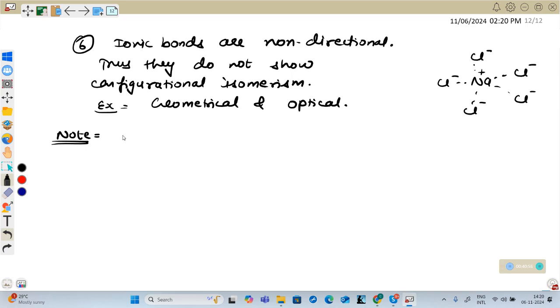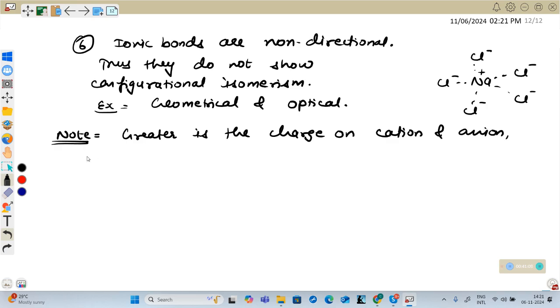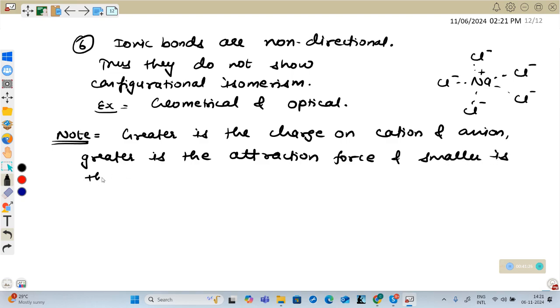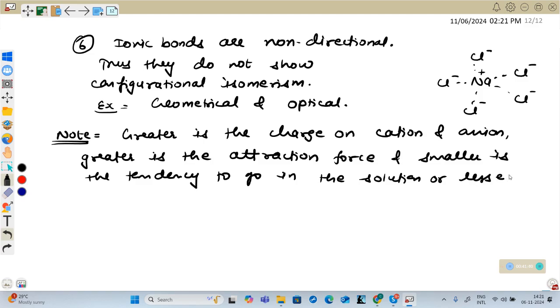For solubility, greater is the charge on cation and anion, greater is the attraction force, and smaller is the tendency to go in the solution, or you can say lesser solubility for those ionic compounds.